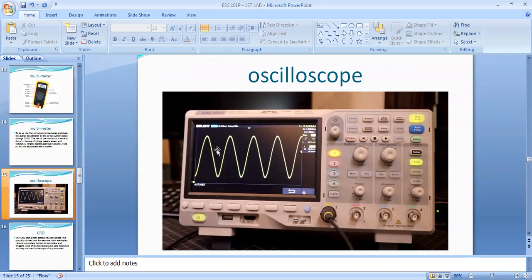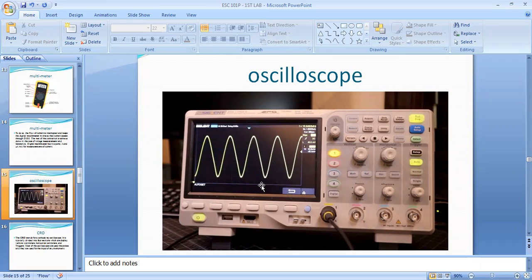Also, you can stop the signal digitally. You can analyze the signal. What is the peak voltage? What is the frequency of the signal? You can analyze all of it. Not only that, you can stop the screen and take a screenshot with the help of the USB. You can take a pen drive and insert it here in the USB port, and take the screenshot of this particular signal.